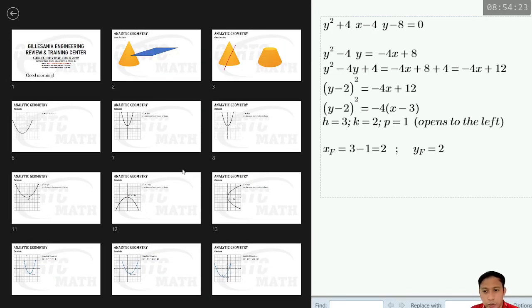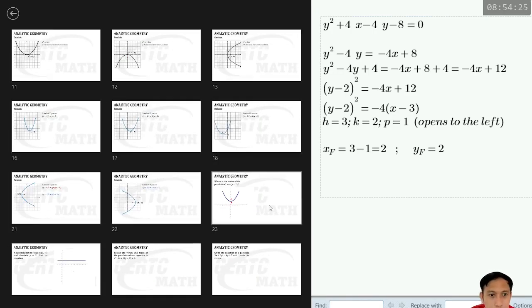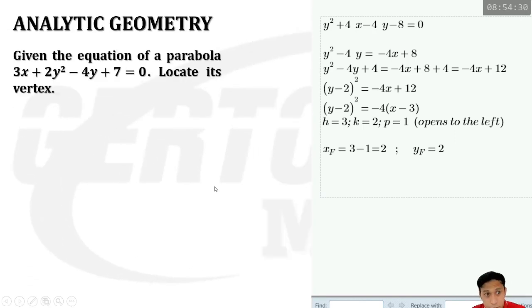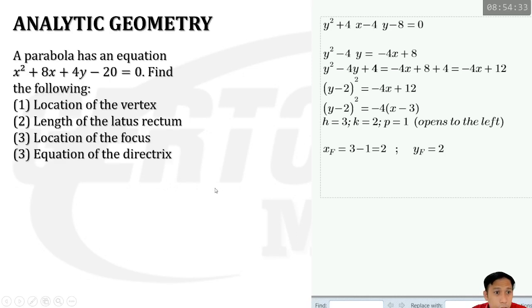Okay, sunod. Be, dito be. I want you to solve this. So, parabola has an equation x squared plus 8x plus 4y minus 20. Find the following: location of the vertex, length of latus rectum, okay, location of focus, at saka equation of the directrix. I forgot, no?